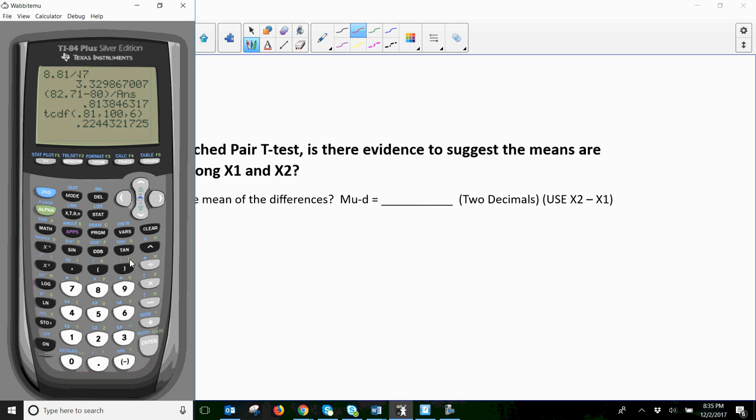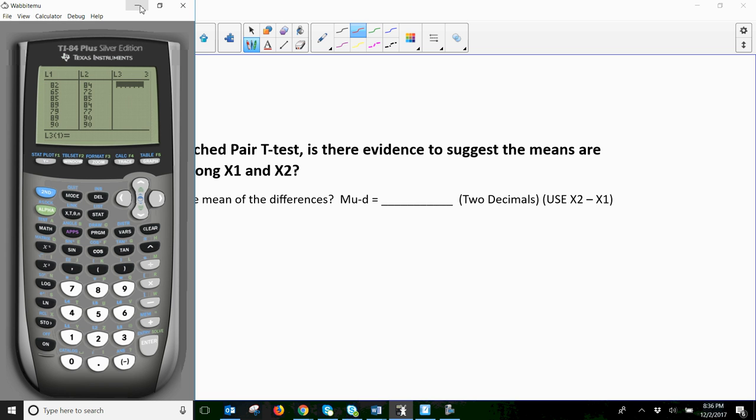So turn my calculator on. If I go to stat edit, I can see I have my two lists, right? List 1 and list 2. Those are x1 and x2. Now, I want the difference in list 3. I'm actually going to run a one sample t-test on the difference.